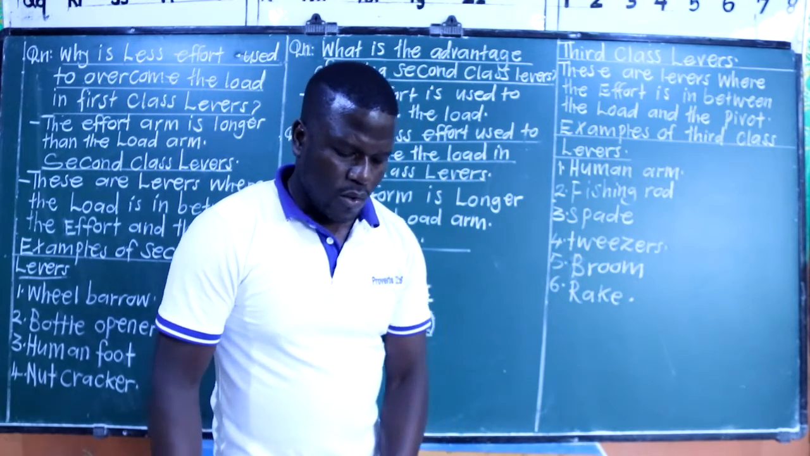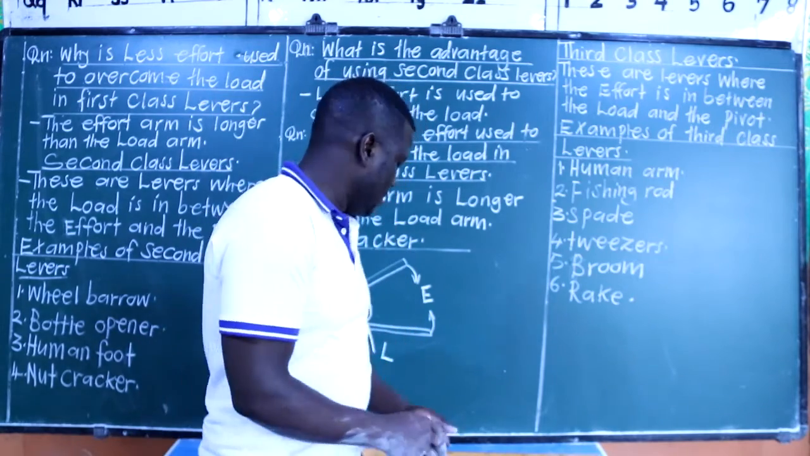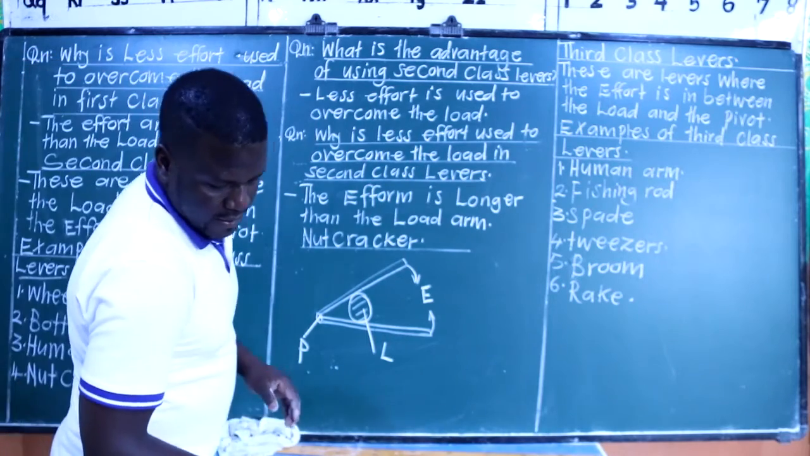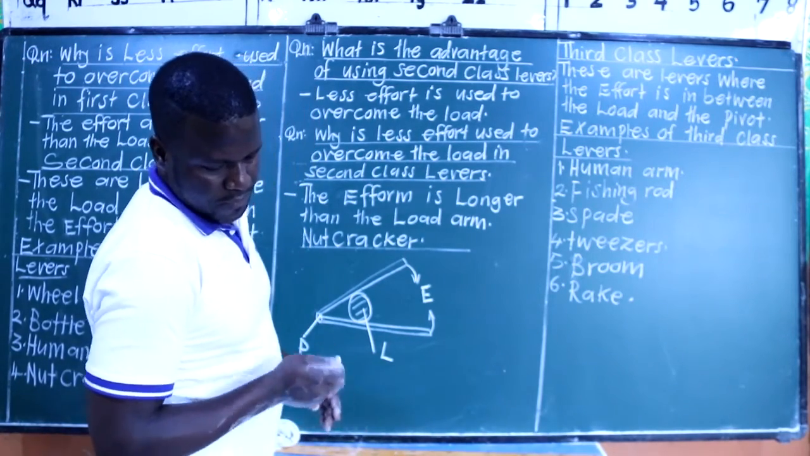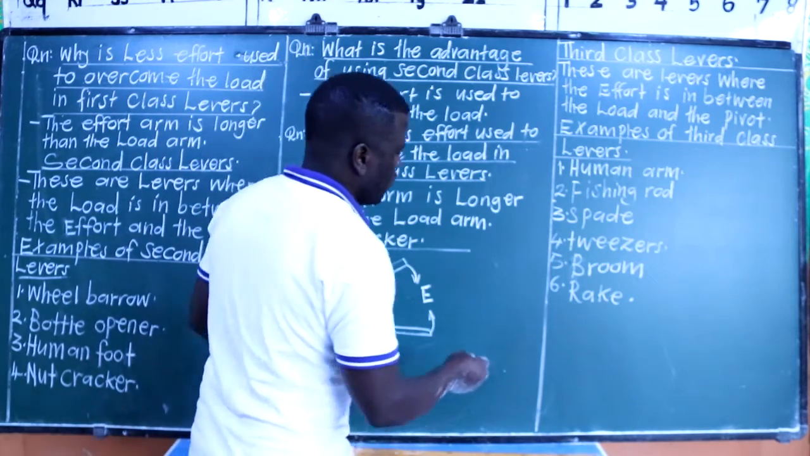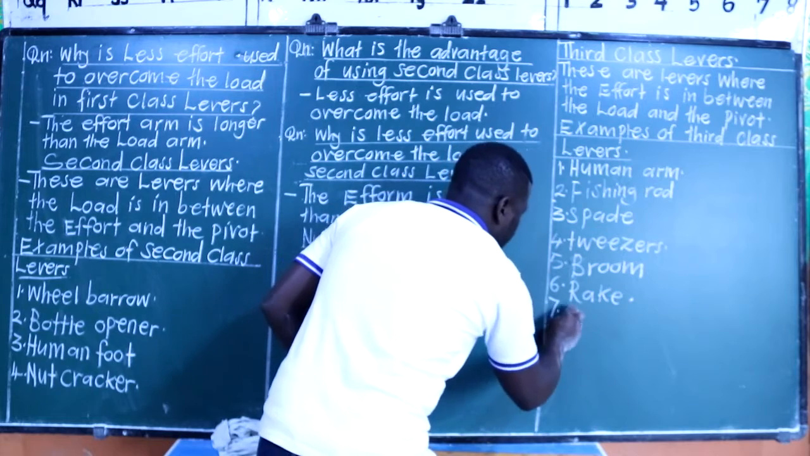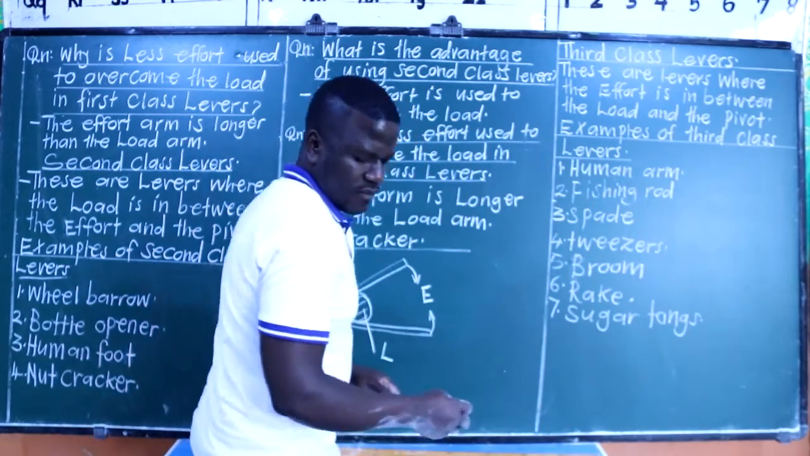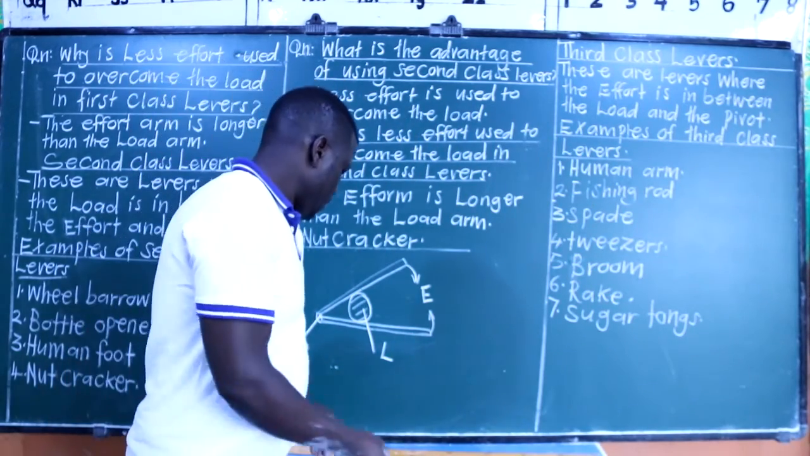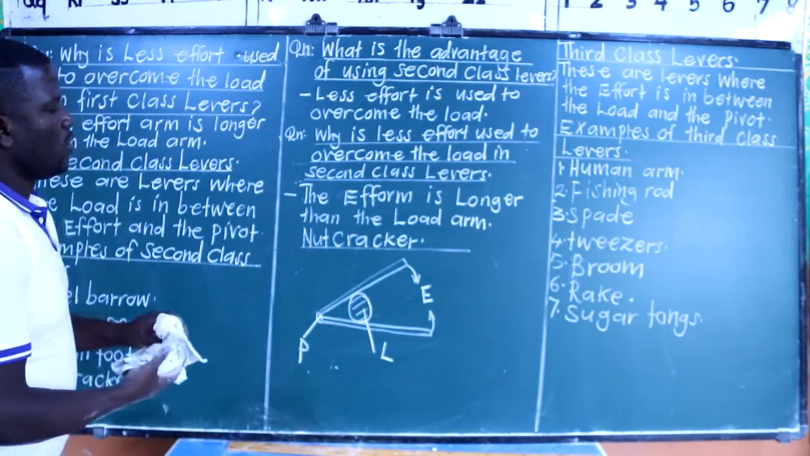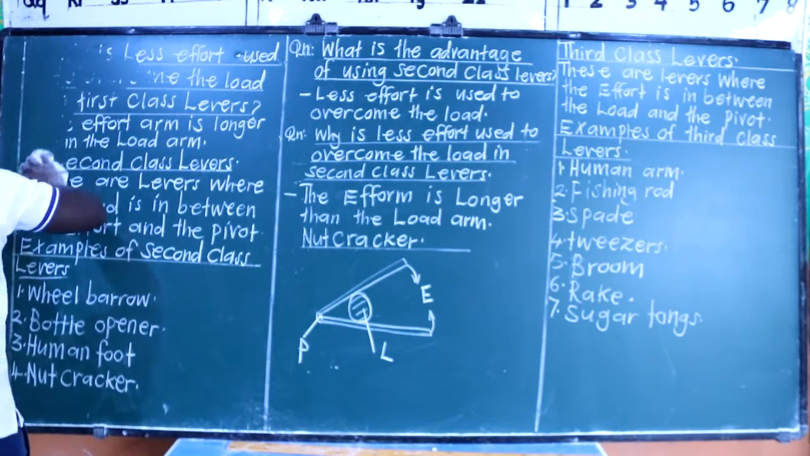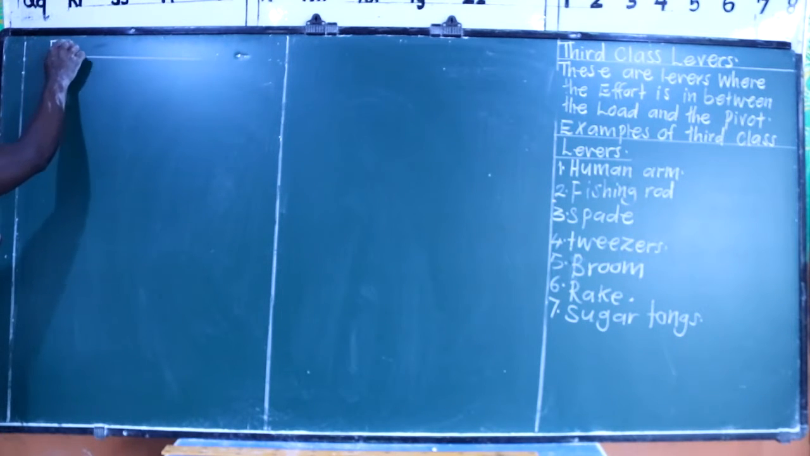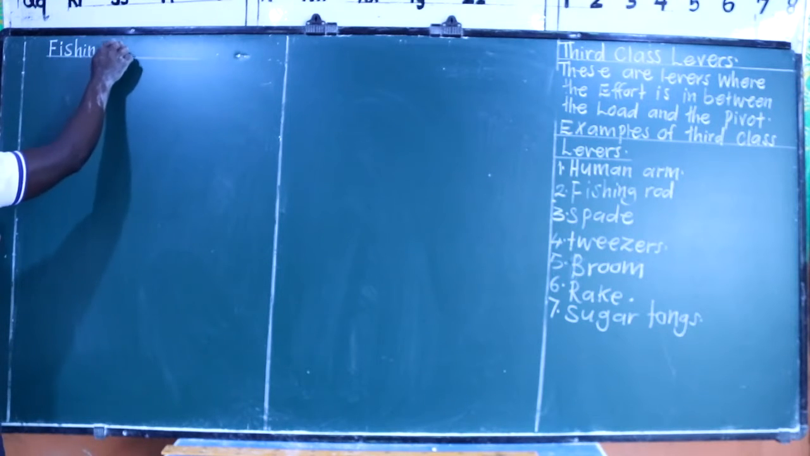Then we need to draw some of these diagrams showing third class levers. Maybe before we draw, there's another one which I want you to add. It's called sugar tongs. So we want to draw some diagrams to show third class levers. Fishing rod.